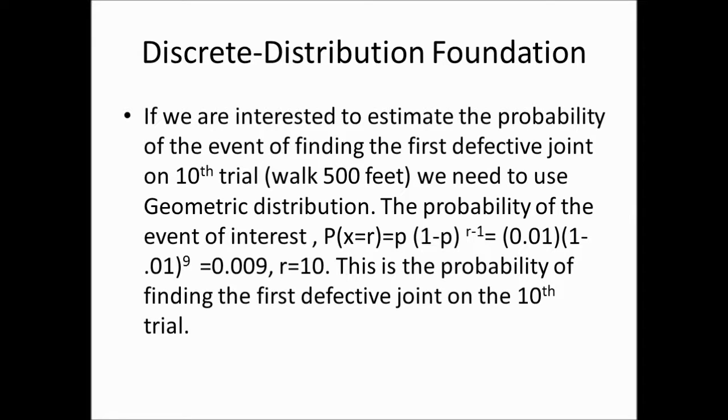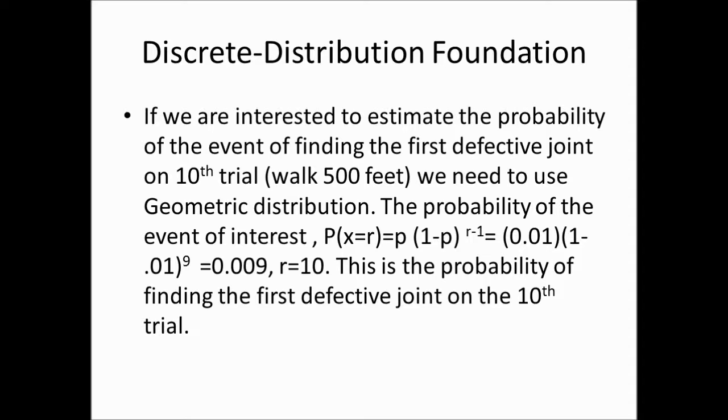Now, let's look at another variation of the same problem. Suppose you're interested in estimating the probability of finding the first defective joint on the 10th trial. That means you have walked 500 feet, you're on the 10th joint to be inspected, and that's the first time you find a defective joint. So the previous 9 joints are all good, and the first defective joint happens to be on the 10th trial. What's the probability of this event?